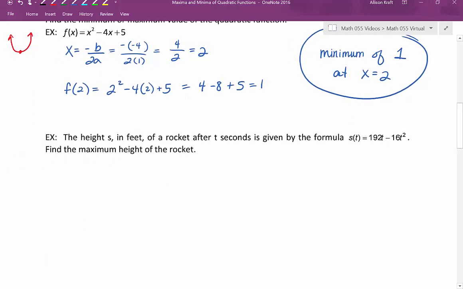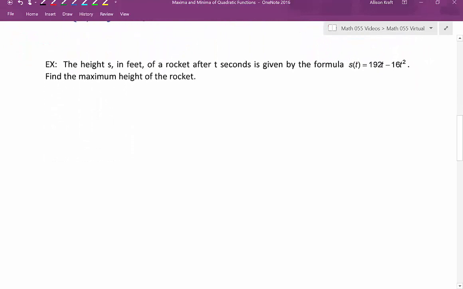There are many applications that can be solved using this technique of finding maximum and minimum. The height s in feet of a rocket after t seconds is given by the formula s of t equals 192t minus 16t squared. We want to find the maximum height of the rocket. Anytime the application problem is asking for the maximum and your function or equation is quadratic, you're looking for the vertex.